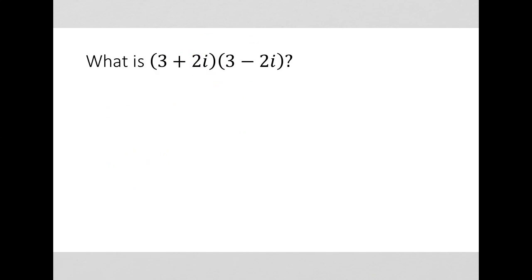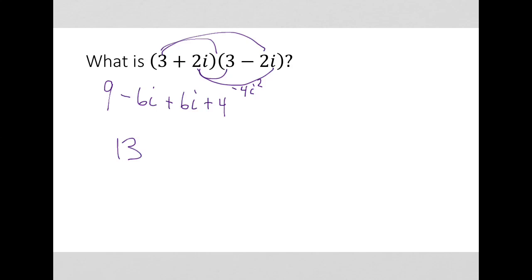Cool, cool, cool. Everything's awesome so far, but it gets even more awesome, because check this out. When you multiply these two together, we're going to get 3 times 3 is 9. We're going to get 3 times negative 2i is negative 6i. We're going to get 2i times 3 is positive 6i. And we're going to get 2i times negative 2i is negative 4i squared, which is the same as positive 4. So let's simplify this. 9 plus 4 is 13. Negative 6i plus 6i is 0.